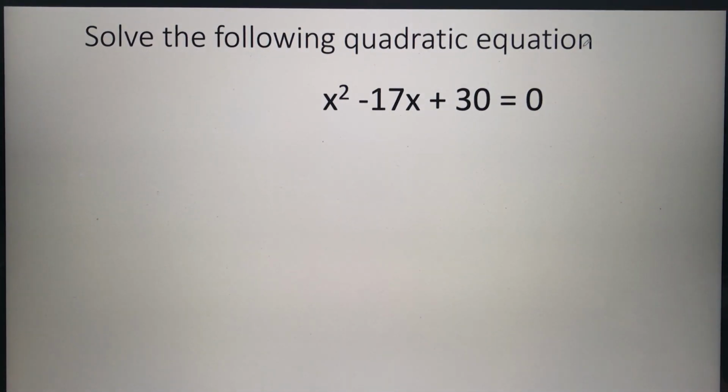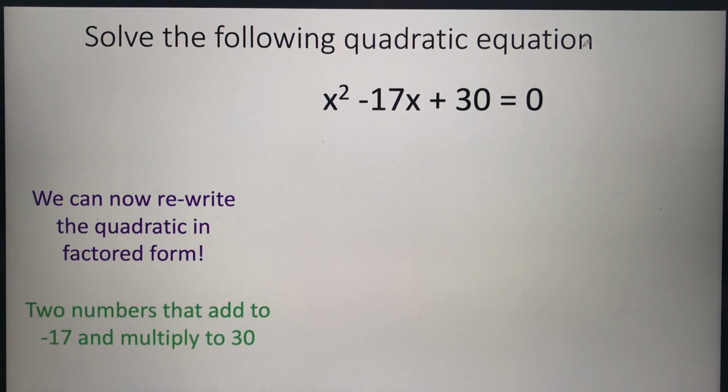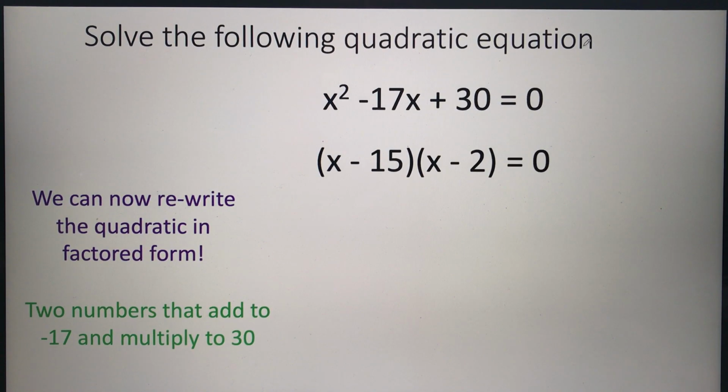Let's try this one. I can rewrite it in factored form. Try to find two numbers that add to negative 17 and multiply to 30. That'd be negative 15, negative 2. I use the zero property.